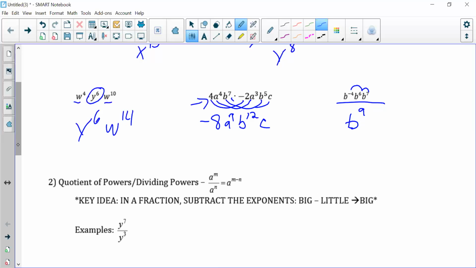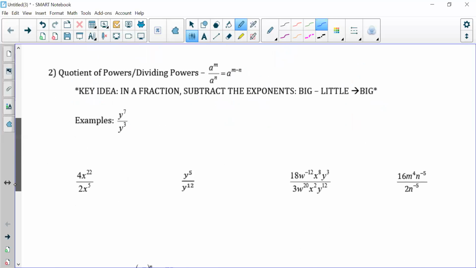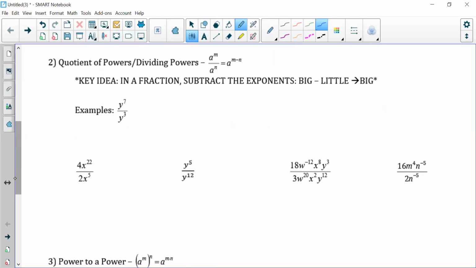All right, the quotient of powers, or dividing powers property, says that a to the m over a to the n is a to the m minus n. So the key idea is in a fraction, subtract the exponents. Big minus little gives you big. What this is saying is whether your big number is on the top or the bottom, that's where your answer is going to be.